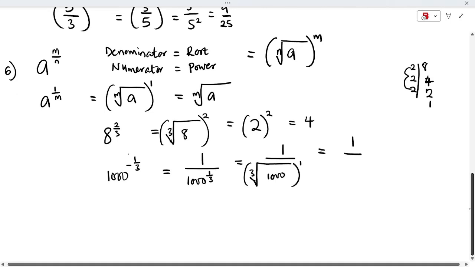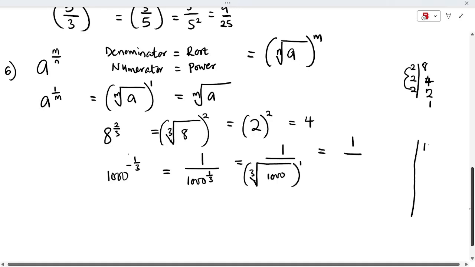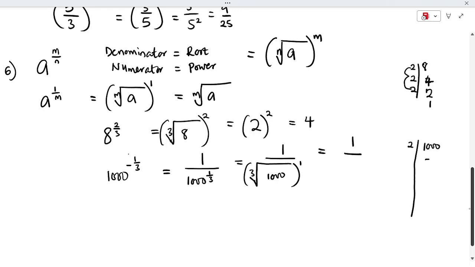If you are familiar with it, you know it is 10. However, just trying to show something, take 1000 divided by prime numbers. 2 divided into 1000 is 500. 2 divided into 500 is 250. 2 divided into 250 is 125. 2 can no longer go.